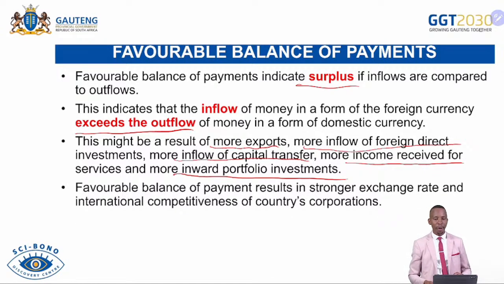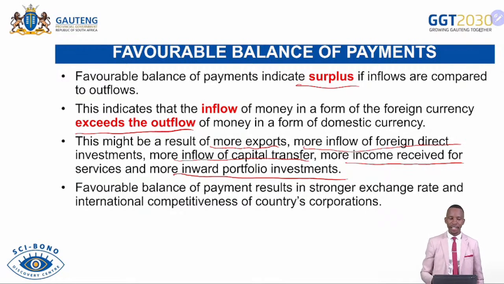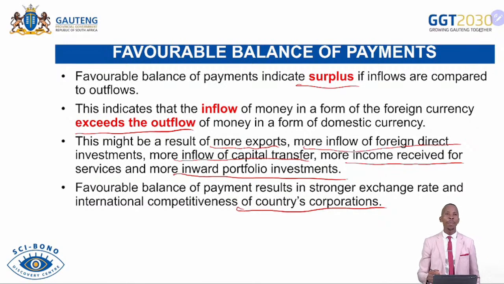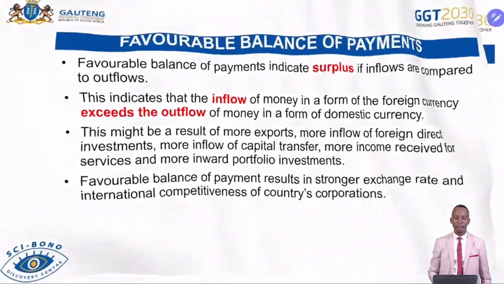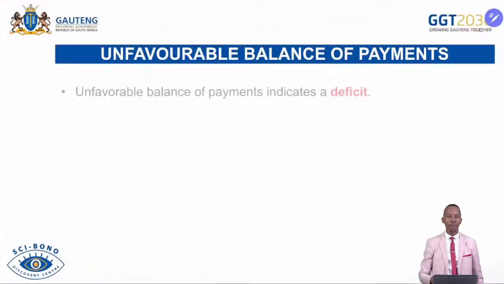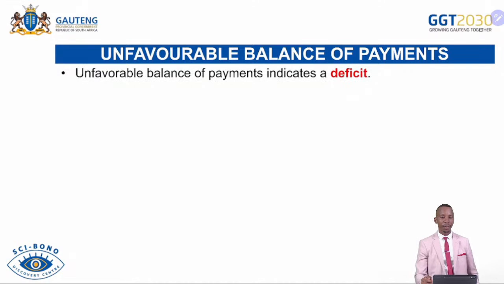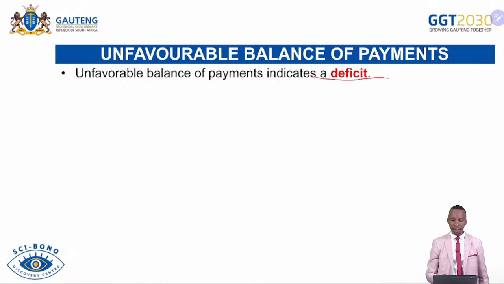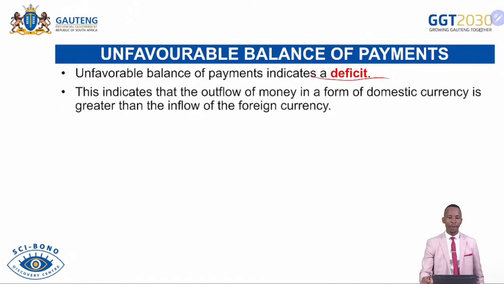The favorable balance of payment results in a stronger exchange rate and international competitiveness of the country's corporations. Businesses or strategic industries of the country tend to be more competitive globally because we have this favorable balance of payments. How about the BOP that is not favorable? In that case, we talk about the deficit. That simply indicates that the outflows of the local currency exceed the inflow of the foreign currency.